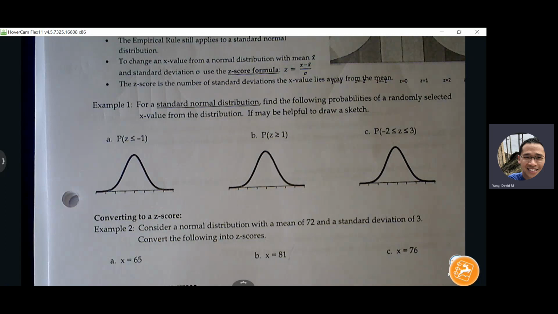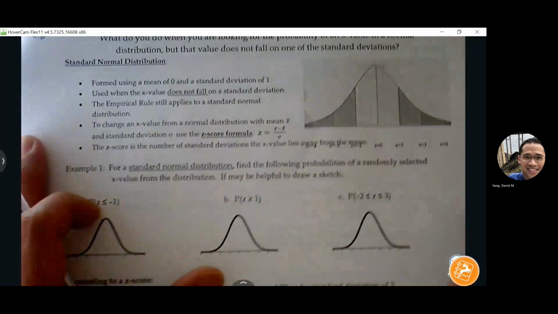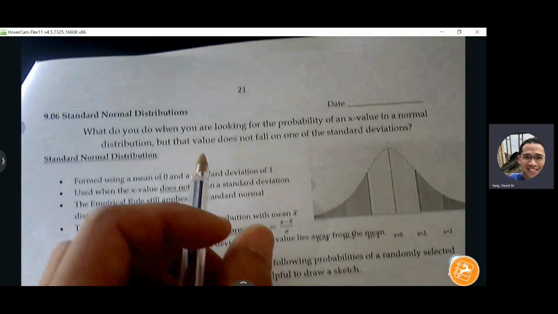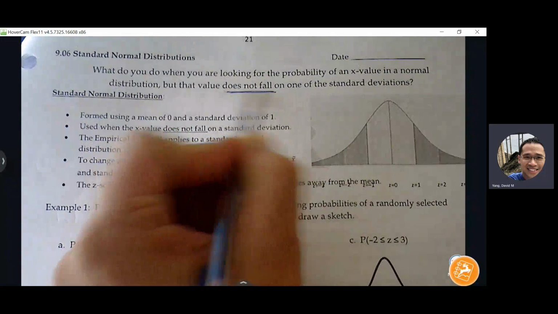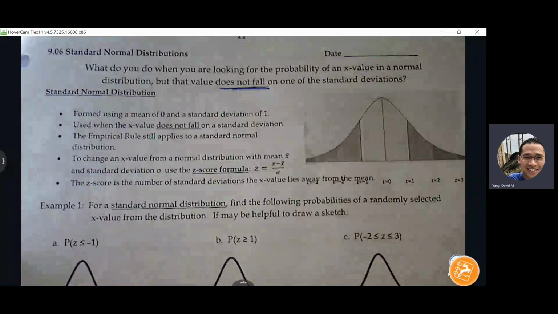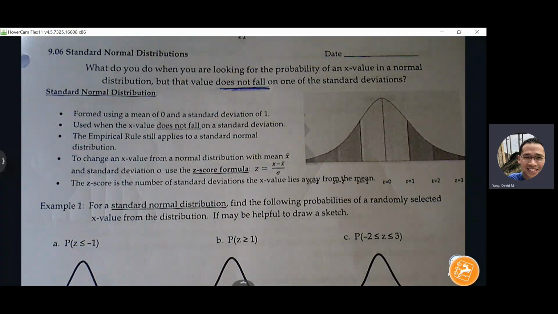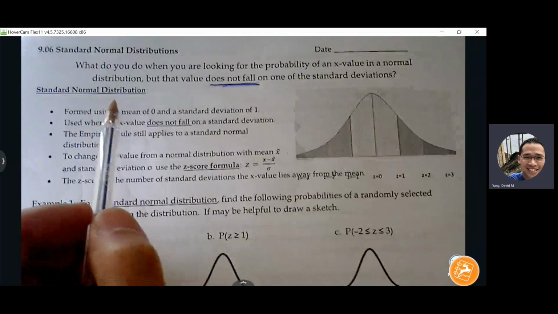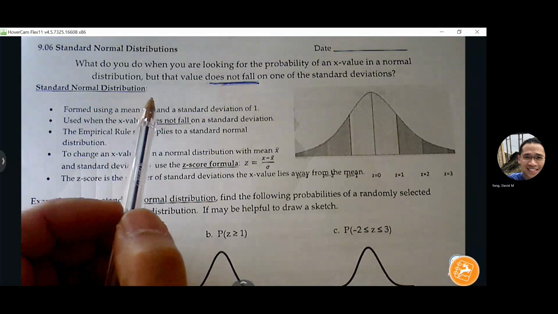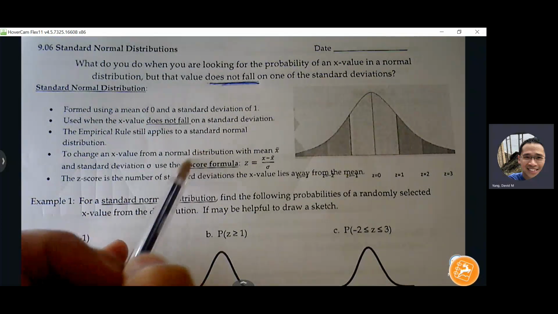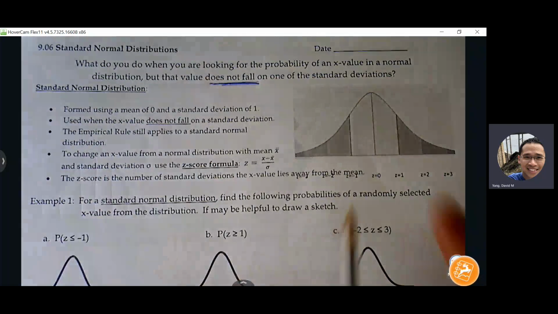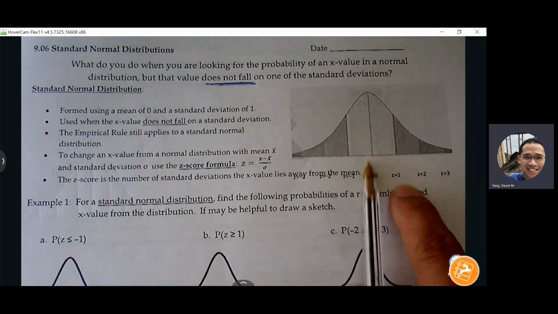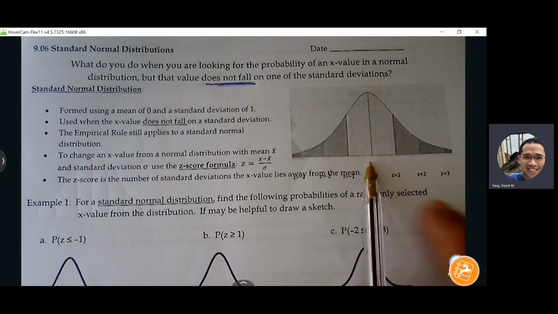Okay, so page 21. So what do we do when the value that we're looking for does not fall on one of the standard deviations? Okay, so what we're going to do is create something called a standard normal distribution, which will allow us to use something called the z-score formula. So we're going to form this by using a mean of 0. Sorry that this got pushed down a little bit, but this is meant to be a mean of 0 and a standard deviation of 1.